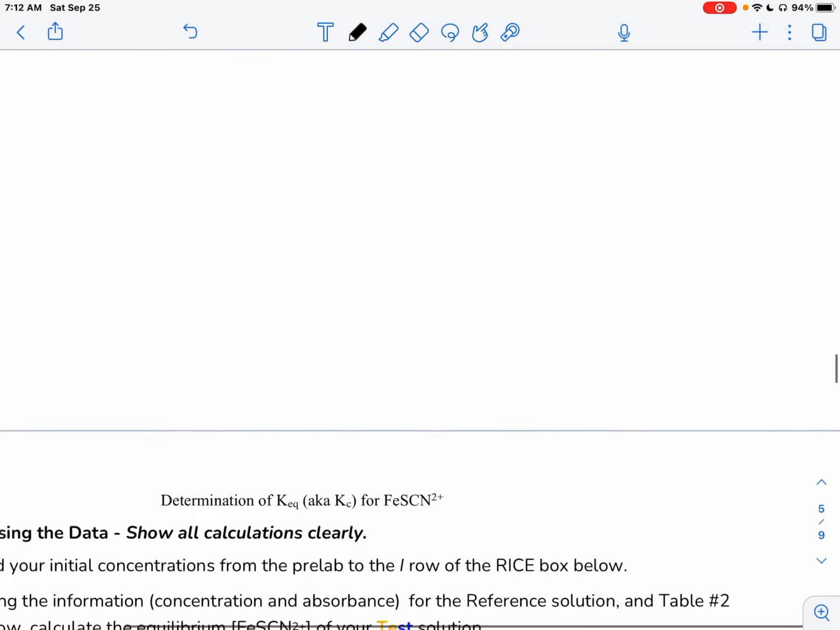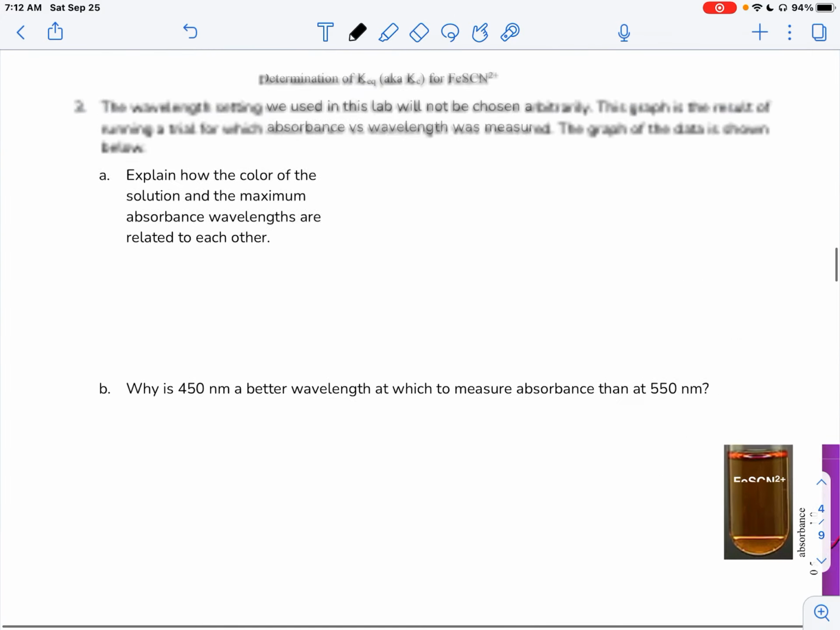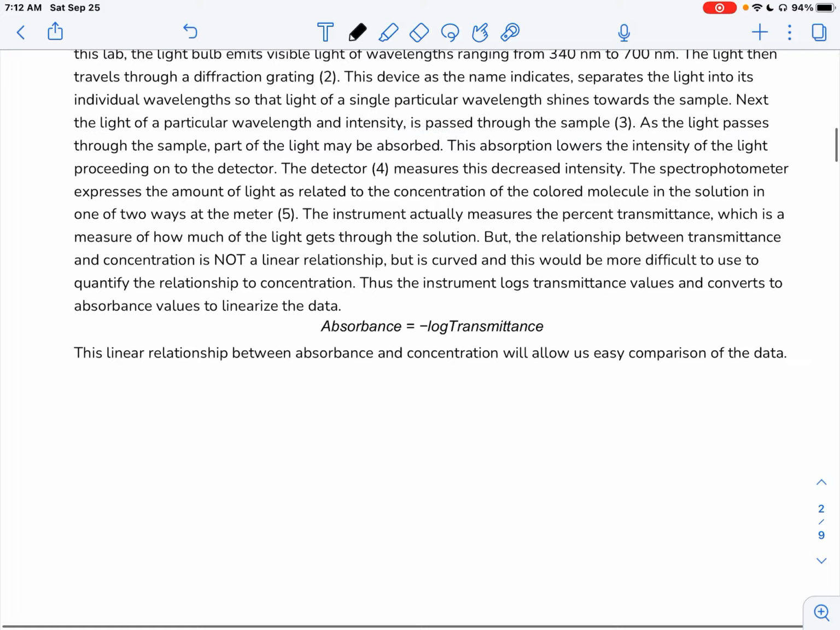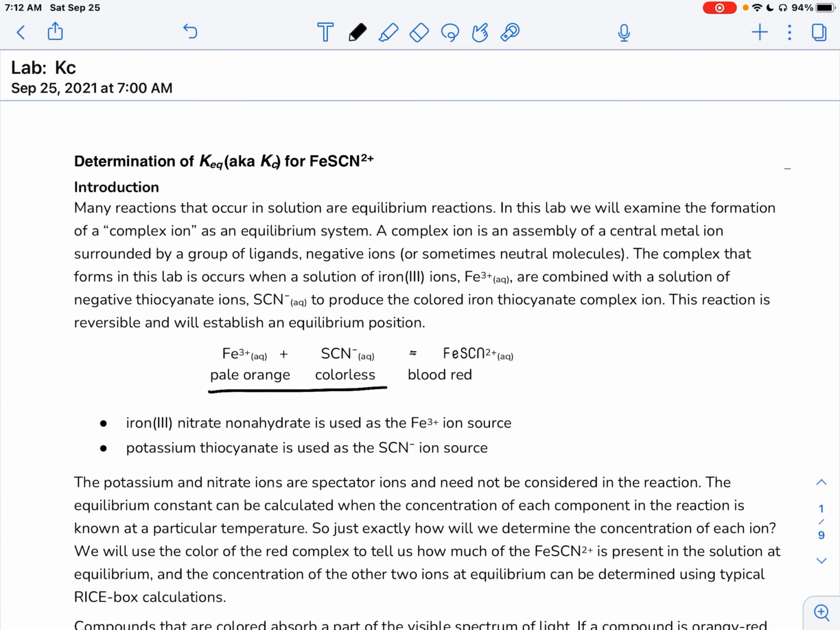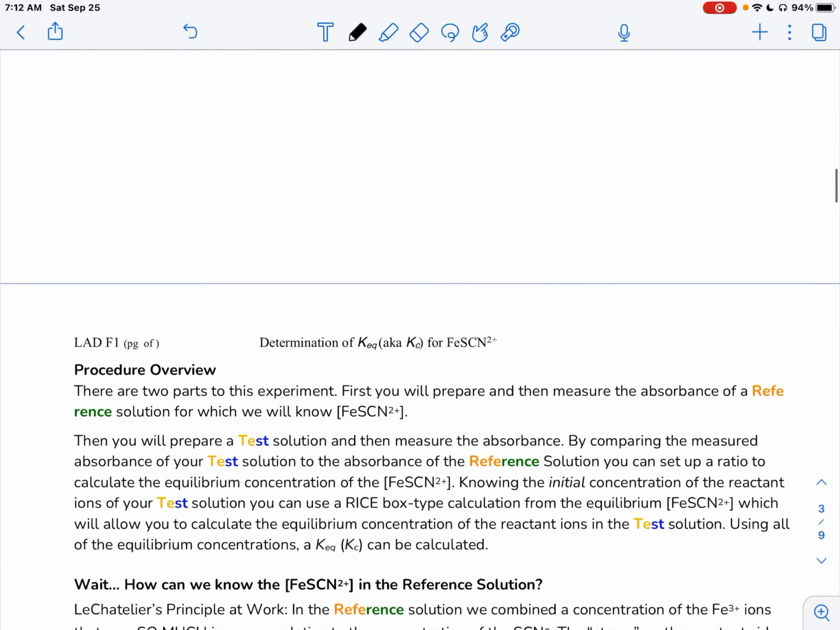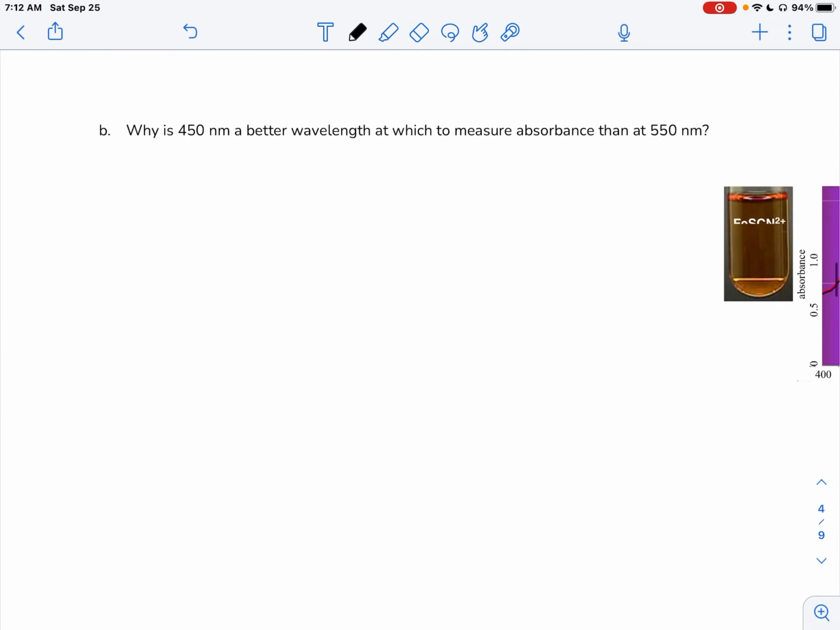And then our reaction, our equilibrium expression, is here. Okay, so we're going to take the concentration of the complex ion itself over the concentration of the thiocyanate and the iron ion. Now they're all 1-to-1, so we don't need to worry about any exponents or anything like that.